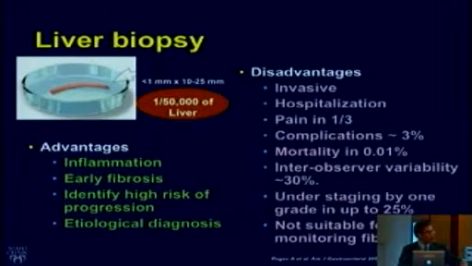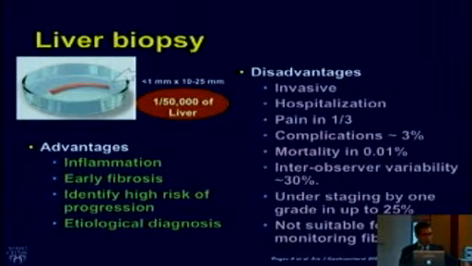Now, the diagnosis of chronic liver disease or fibrosis is usually done by the reference standard, which is the liver biopsy. Liver biopsy has a definite advantage of identifying inflammation as well as early fibrosis, and also identifying those with high risk of progression. And I think the most important advantage of the histological diagnosis is the etiological confirmation, or the etiological diagnosis.